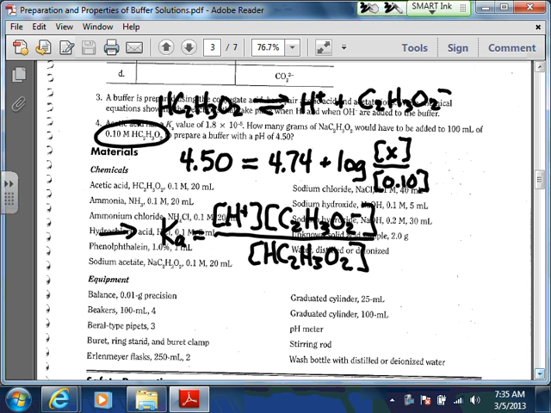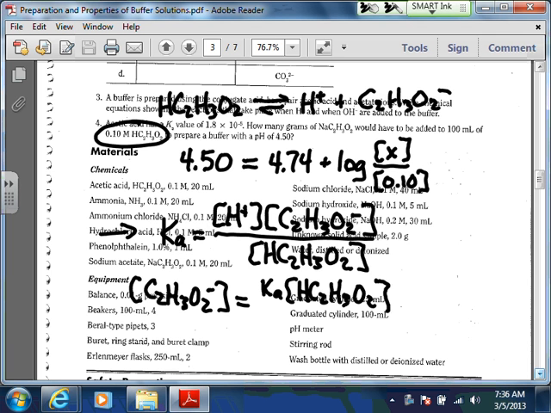Now, if we rearrange this to find what we're solving for, we're going to end up with the C2H3O2 minus concentration equal to Ka times the HC2H3O2 concentration over the H plus concentration. Okay, and so then we just plug in everything that we know, and we can solve for the acetate ion concentration. Now, that's not the answer to the question, but that will help us answer the question.